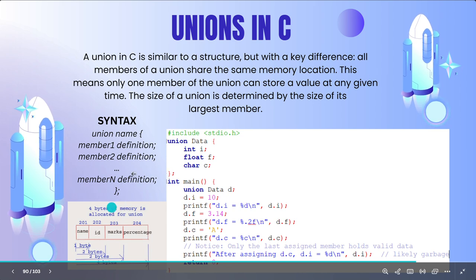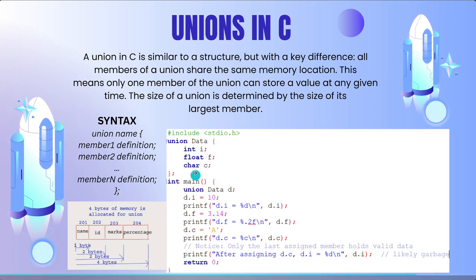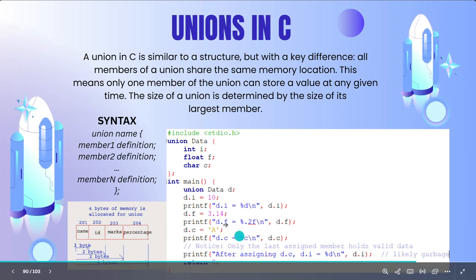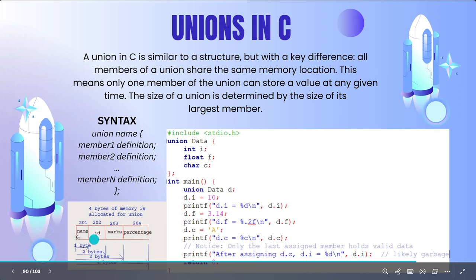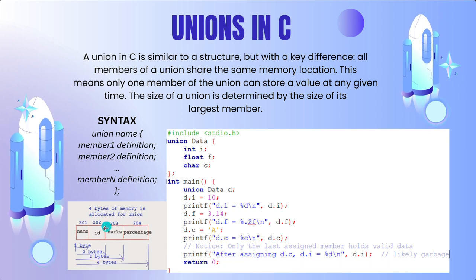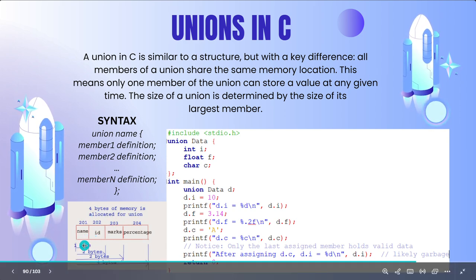For structures, if these types of data types are declared, it will be 4 plus 4 plus 1, 8 plus 1, 9 bytes stored for the whole thing as a structure. But here in a union, only 4 bytes will be stored: 4 for int, 4 for float, and 1 for char. So this much will be char and this much will be float. I think you got it right. 4 bytes of memory will be allocated for the union. So this much is 1 byte, this much is 2 bytes, this much is 2 bytes, and this much is 4 bytes.